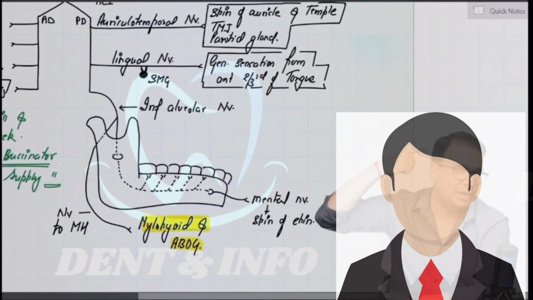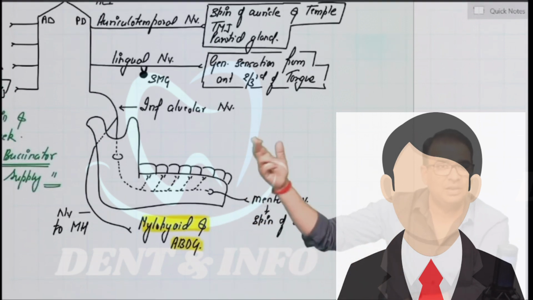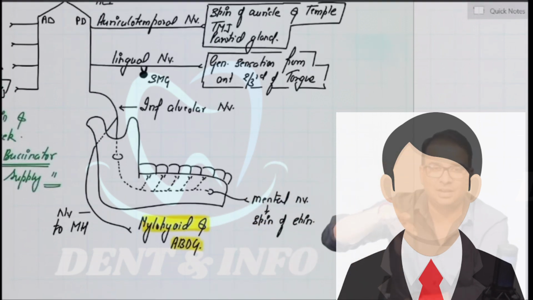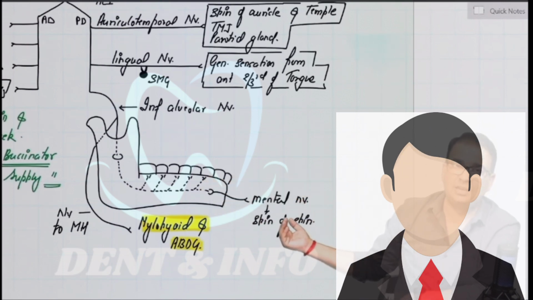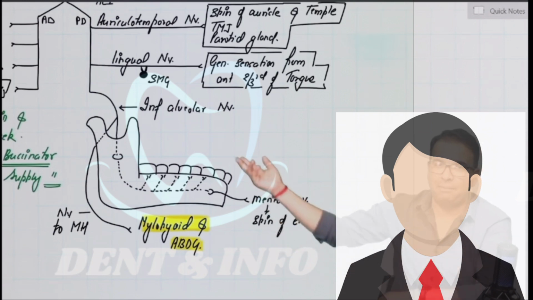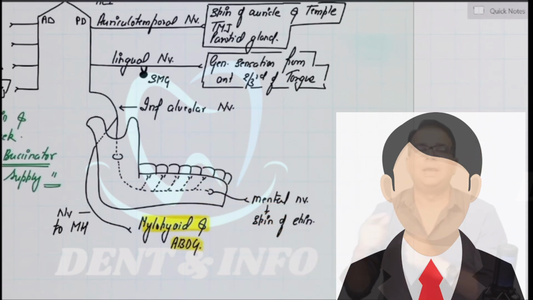Auriculotemporal nerve supplying the auricle, temple, parotid gland, TMJ. Lingual nerve supplying the tongue, that is basically carrying the general sensation from anterior two-third of tongue. And then we have inferior alveolar nerve, which is basically running inside the mandible, supplying the lower gums and teeth. It comes out as mental nerve to supply the skin of the chin area. But before going inside the mandible, it gives off a branch which supplies the anterior belly of digastric and a mylohyoid muscle. The two muscles present here in the oral diaphragm.